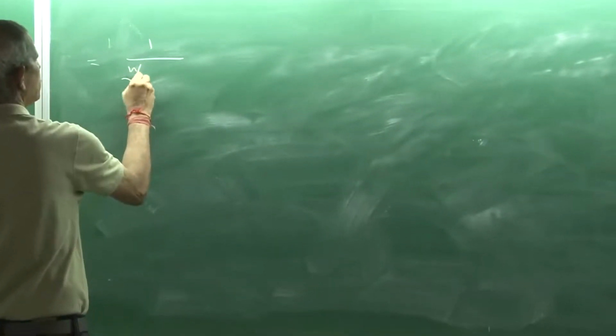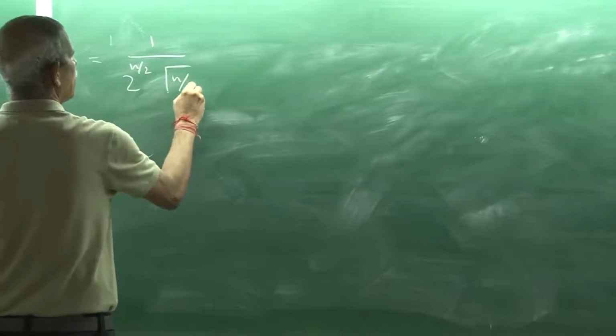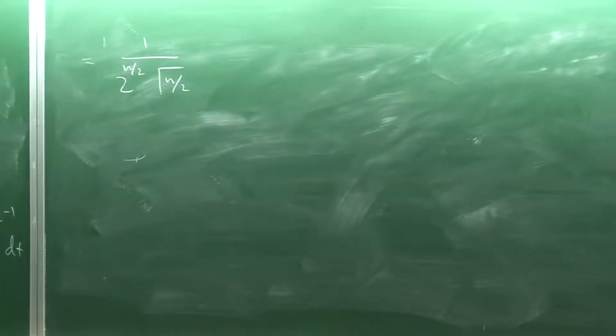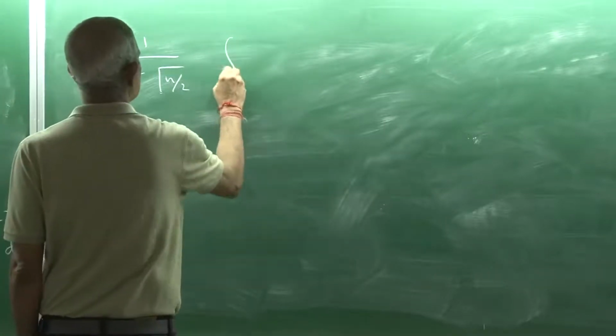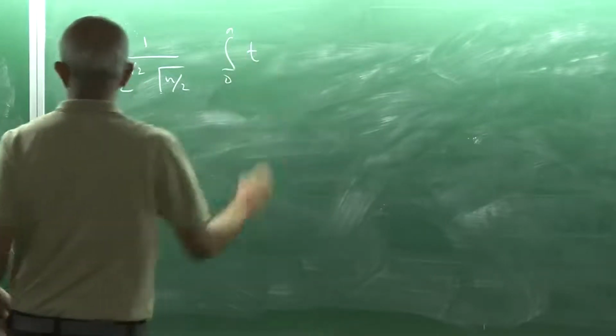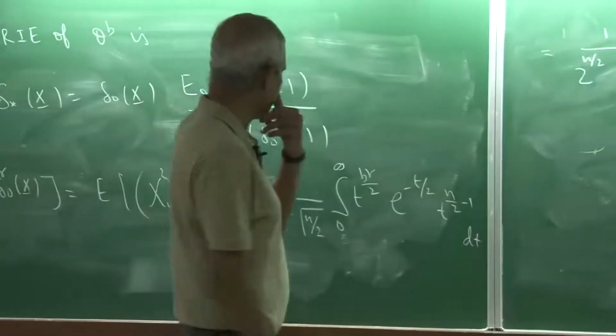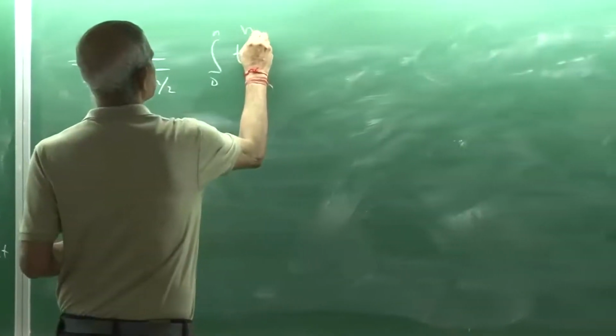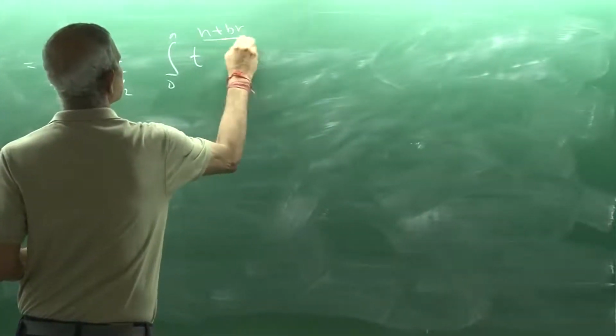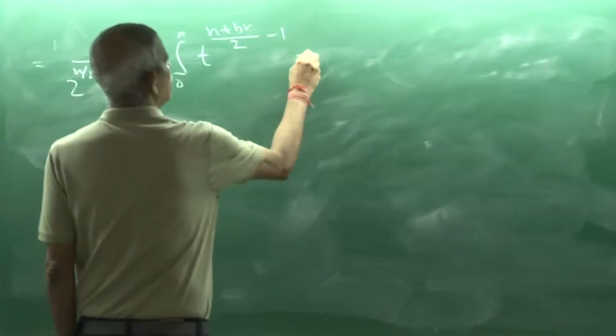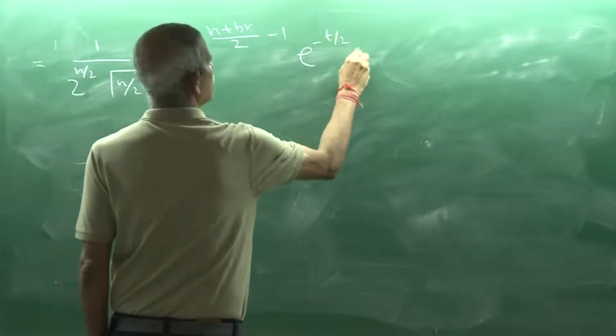Which is 1 by 2 to the power n by 2, gamma n by 2, integral 0 to infinity, this becomes t to the power n plus br by 2 minus 1, e to the power minus t by 2.